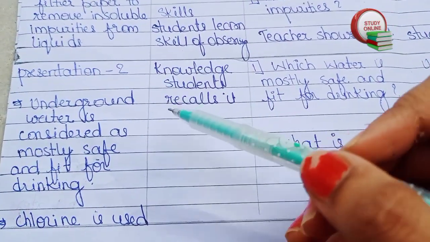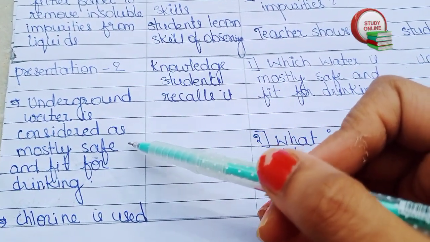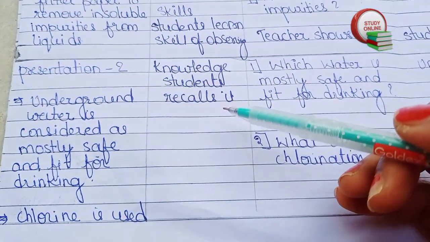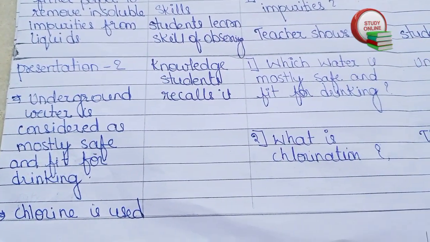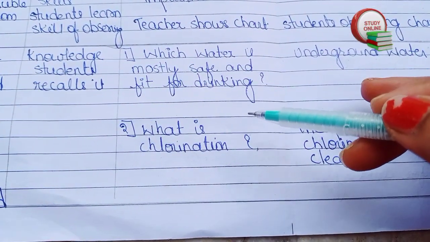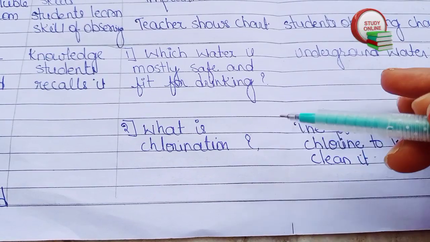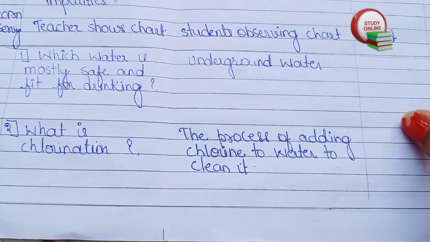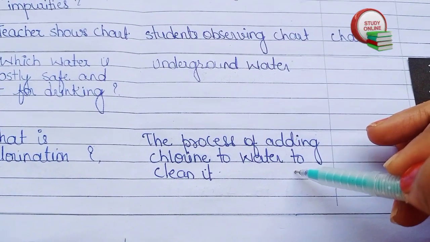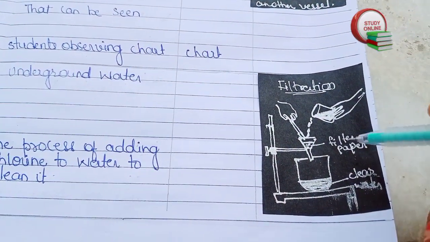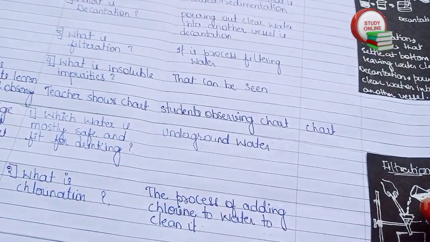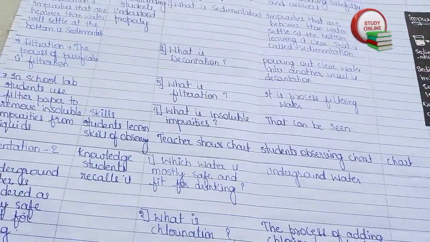And now here you can see presentation part 2. So the same process again, the teacher has to repeat. So like this you can see, and here are the objectives. And here is our question for presentation 2. Which water is mostly safe and fit for drinking? What is chlorination? And here is the answer that students will give to the teacher. And here is our blackboard work. You can see I have drawn a diagram of filtration. You can also draw a diagram of this.